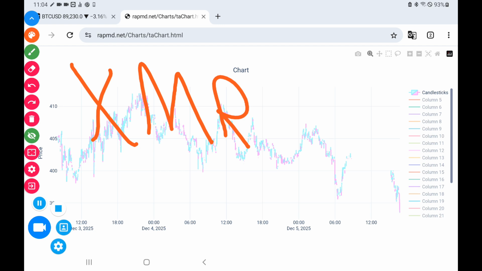This asset has been one I have been using to test the support and resistance pullback, and if you're a subscriber, you have seen that in the technical analysis areas on the Discord server.